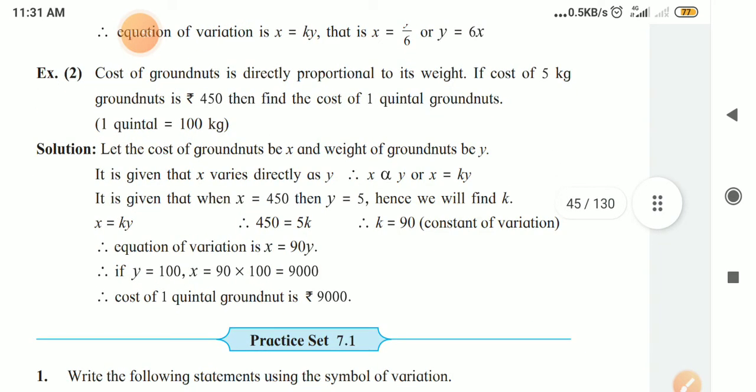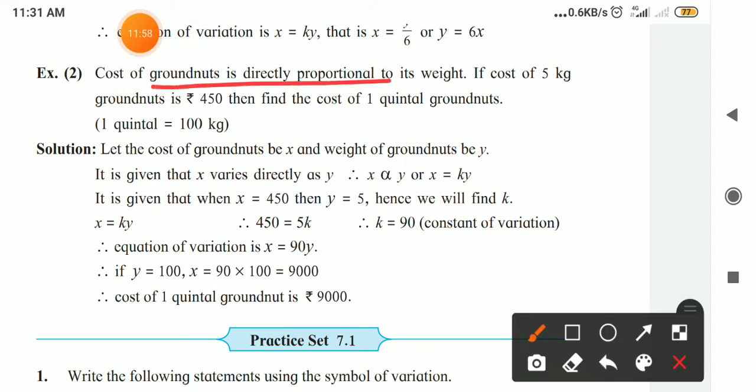Now question number 2. The cost of groundnut is in direct proportion, they told you. So the cost of groundnut is directly proportional to its weight.